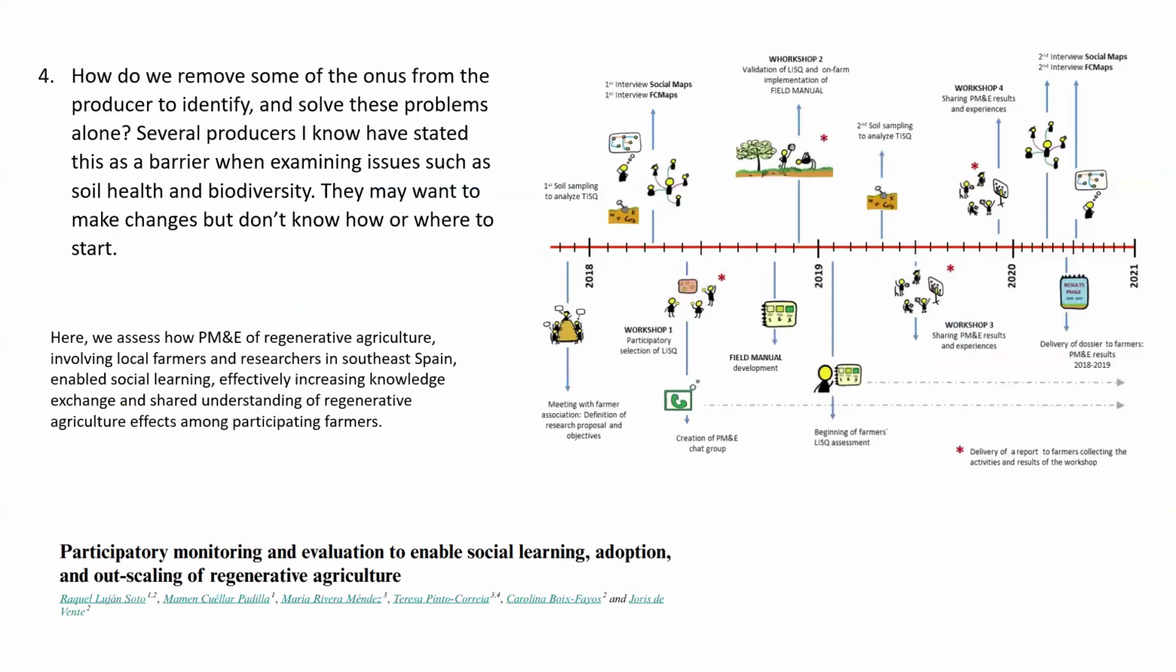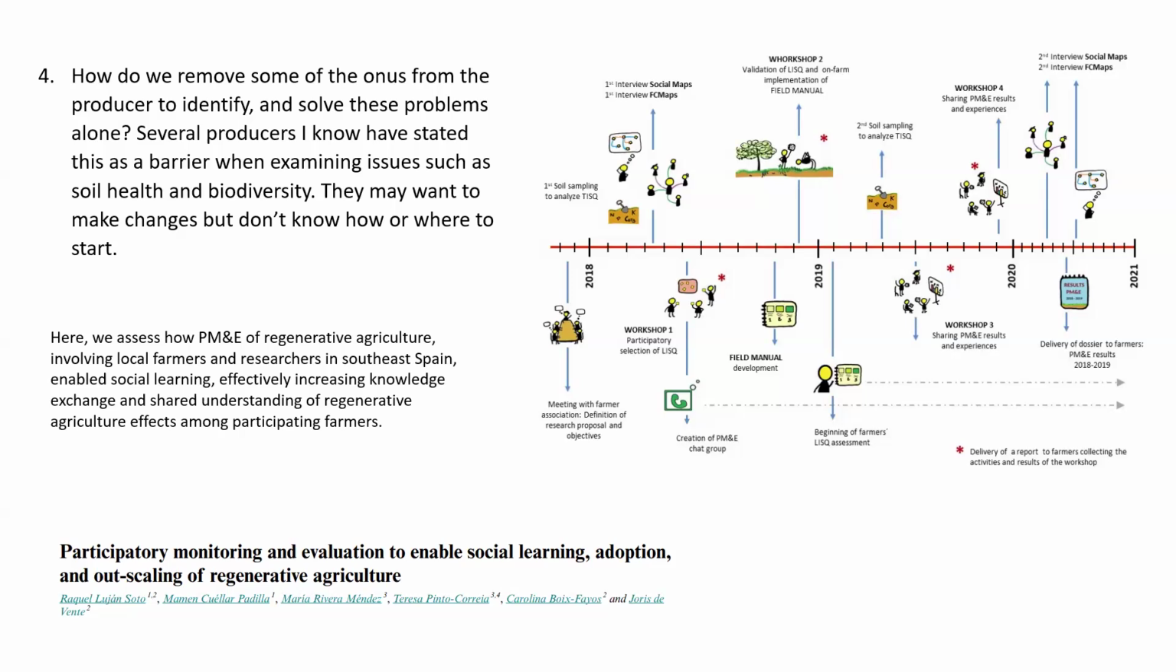Okay, so let's get right into it. The first question comes from a farmer, and that is, how do we remove some of the onus from the producer to identify and to solve the problems alone? Several producers that I know have stated this is a barrier when examining issues such as soil health and biodiversity. They may want to make changes, but they don't know how or where to start. And so I'm going to answer that question.